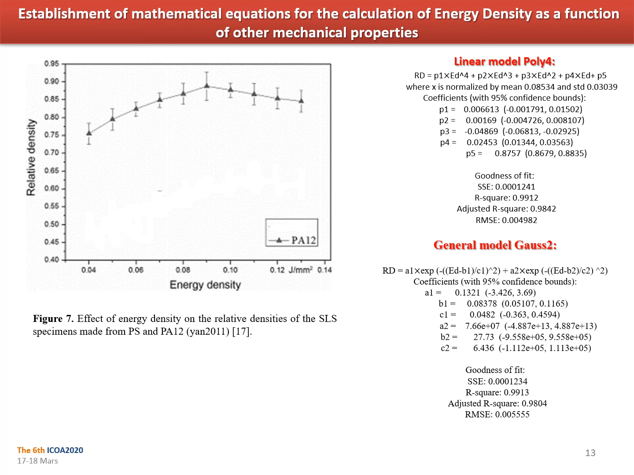The relative density model was estimated using the correlation method with MATLAB software. Here, figure 7 shows the effect of energy density on the relative densities of the selective laser sintering process specimens made from polyamide 12, from the work of Yan in 2011. We have used two methods, the linear model and the general model.